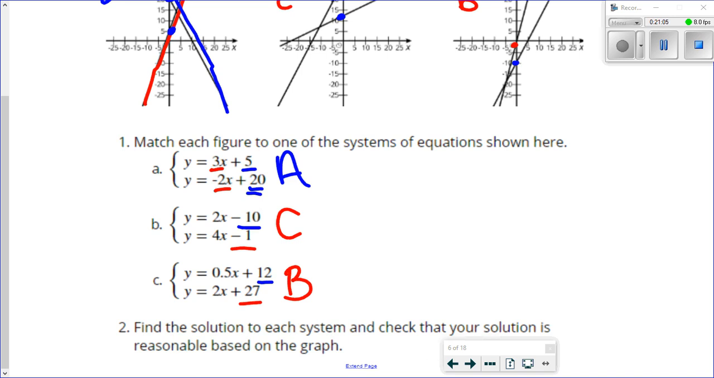All right, so now for part 2, it says find the solution to each system and check that your solution is reasonable based on the graph. So they don't want you to actually use the graph for your solution. They want us to actually think of another way to find the solution. Well, we know another way. We can do it algebraically.